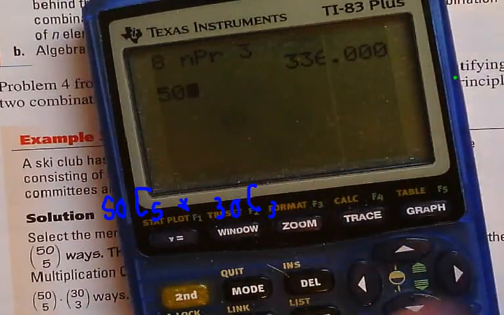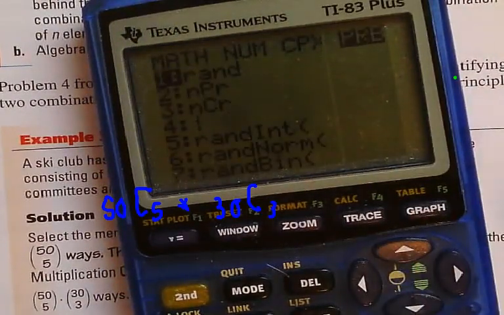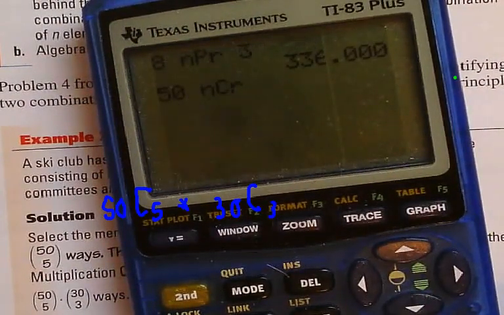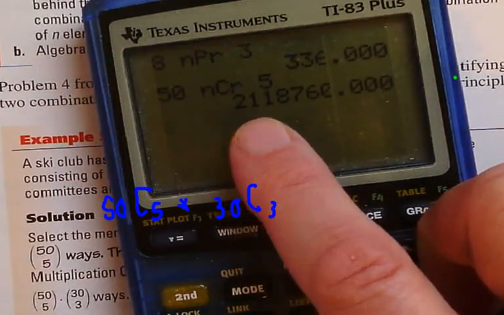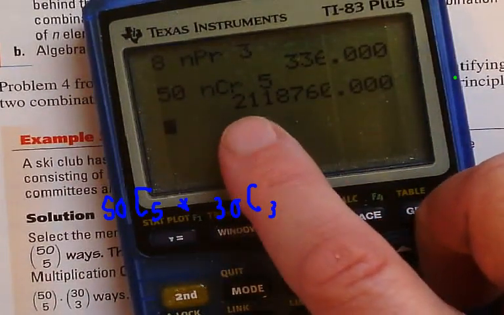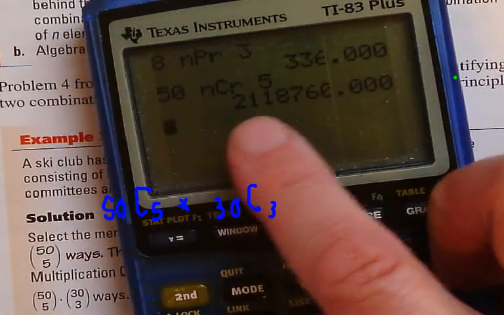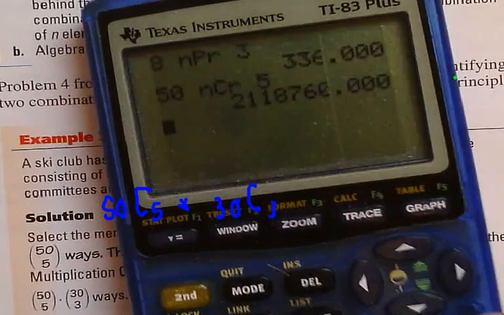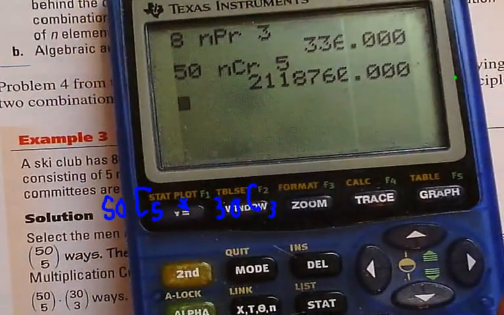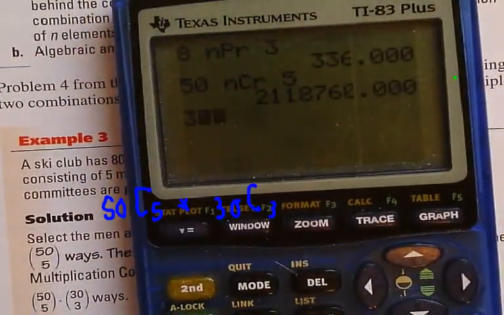So let's see. What is 50? Now I go to math, go over to probability, down to 3. 50 choose 5. Look at how many ways there are to choose 5 guys out of 50 to choose from, right? That's 2 million ways, right? Can you see that? There we go. Let's do 30.